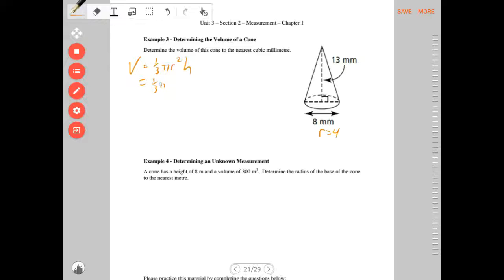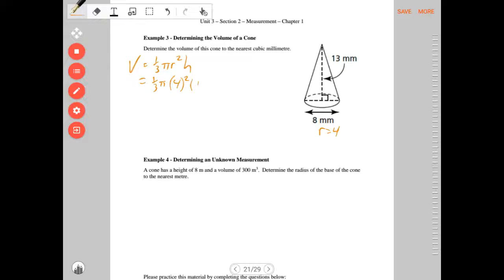So 1/3 pi times 4 squared times 13. Remember, you have to use the pi button on your calculator. So 1/3 times pi times 4 squared times 13. Type that all in, and you get 218 cubic millimeters. Awesome. Pretty straightforward.